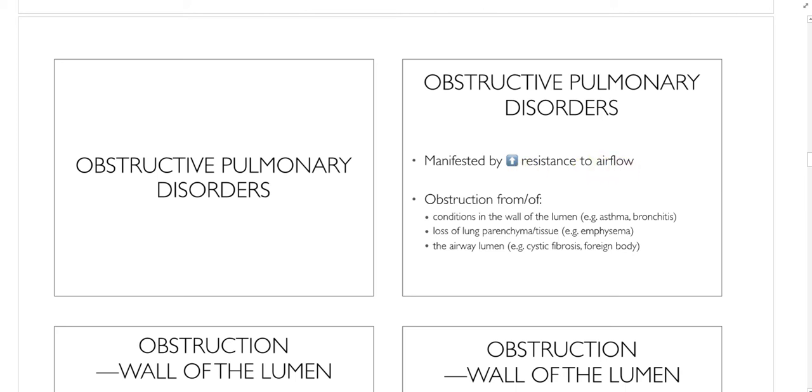We can have an obstructive pulmonary disorder from conditions of the wall of the lumen itself, such as in asthma or bronchitis, or a loss of lung parenchyma, like the alveoli themselves. The primary tissue associated with that organ is parenchyma. Or we can have issues in the airway lumens, the inside hollows of the tubes in the airways, such as in cystic fibrosis or aspiration of a foreign body.